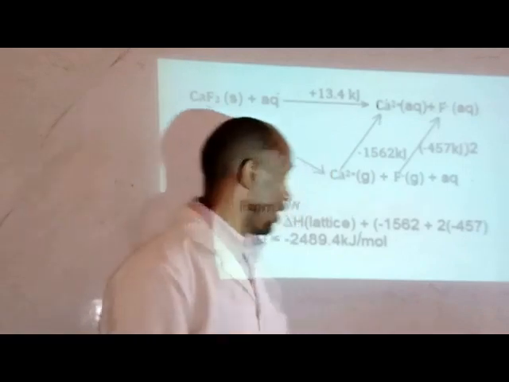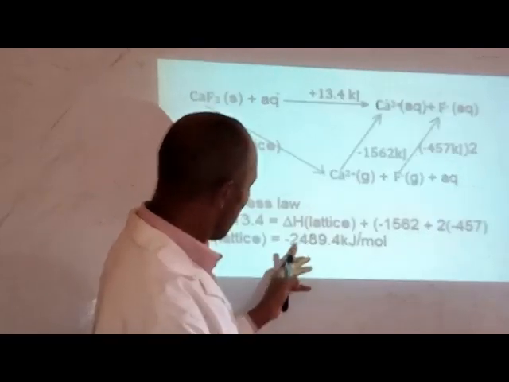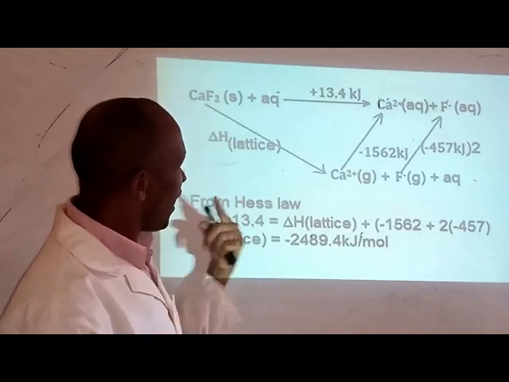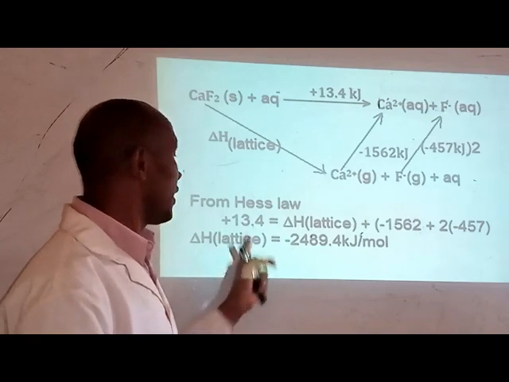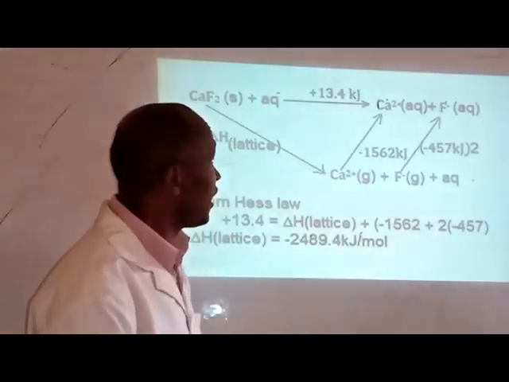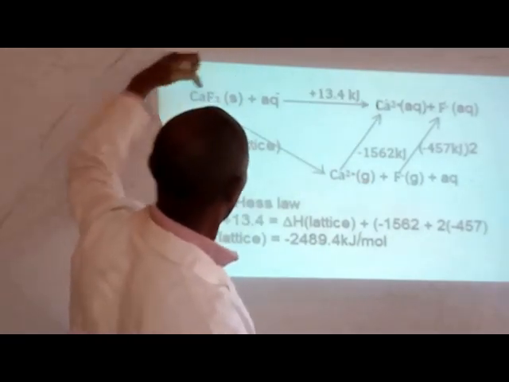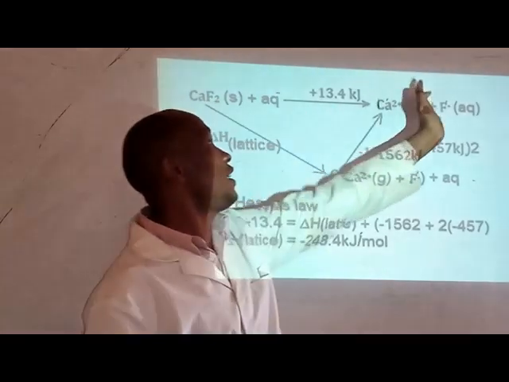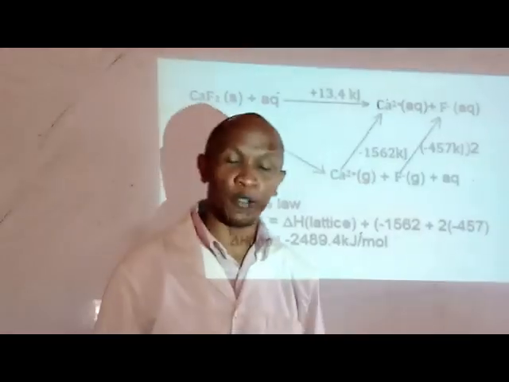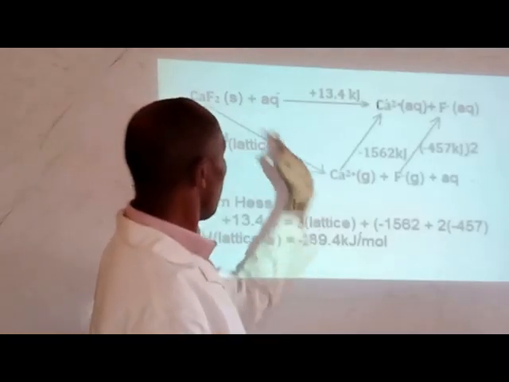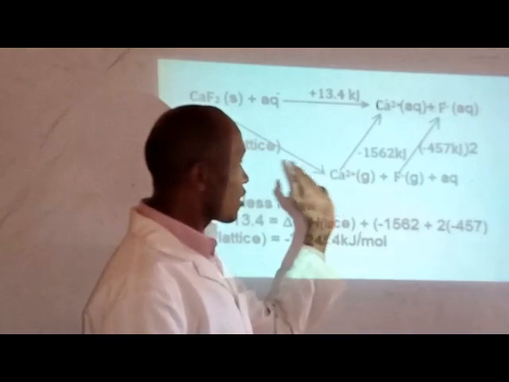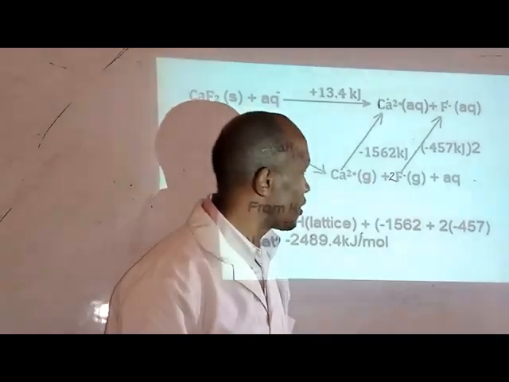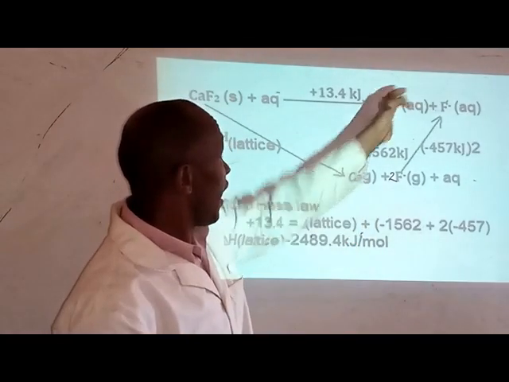Welcome back. I hope you paused and I hope you're getting negative 2489.4 kilojoules per mole. It's a lot of energy. So we wanted to get the lattice energy. What did I do? The dissolving of calcium fluoride can be done in two ways. I can dissolve it directly. That is the enthalpy of solution. Now the alternative one will be to first supply lattice energy to give me the calcium and fluoride ions. Then I hydrate them.